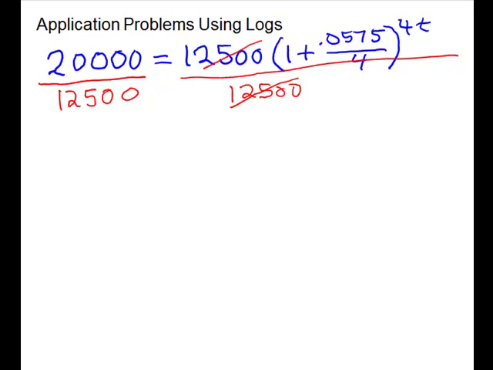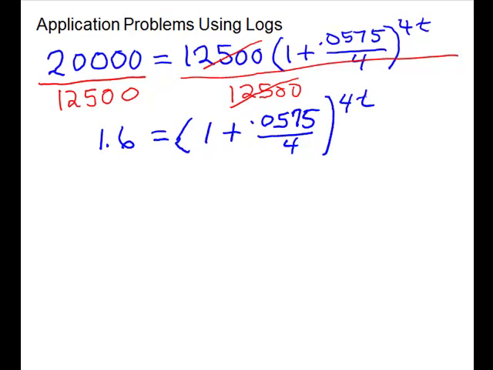You will use your calculator, and I get 1.6 equals 1 plus 0.0575 over 4 to the 4t. Now we should clean up inside the parentheses. You want to make sure that you're doing order of operations here. If you don't want to use a couple of sets of parentheses, then just work out this piece that's in the fraction form first and add the 1. And that is what I did.